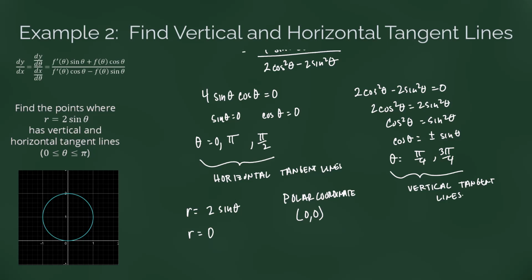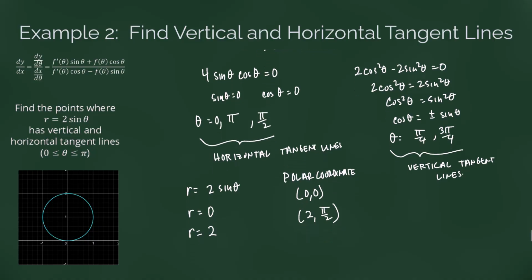And when theta equals pi over 2, we get 2 times the sine of pi over 2, which is 2. So we have it in polar coordinates again, we have (2, pi over 2) as the place where the second horizontal tangent is occurring. But those are in polar coordinates. Let's do the same thing for the vertical tangent lines.